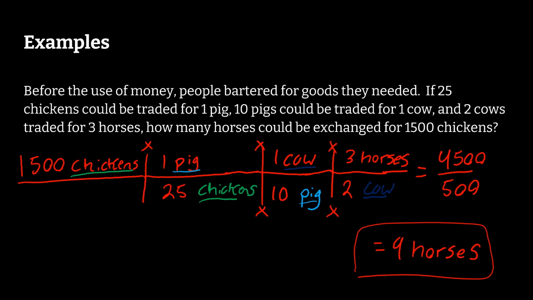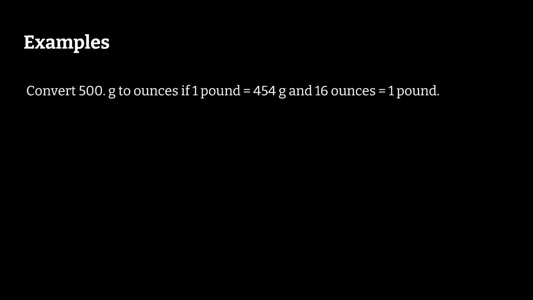Let's go ahead and take a look at the next example. So we want to convert 500 grams to ounces if 1 pound is equal to 454 grams and 16 ounces is equal to 1 pound. So getting a little bit more scientific with this, with the grams and pounds and ounces. So we're starting off with our 500 grams, converting this over. Exact same process.